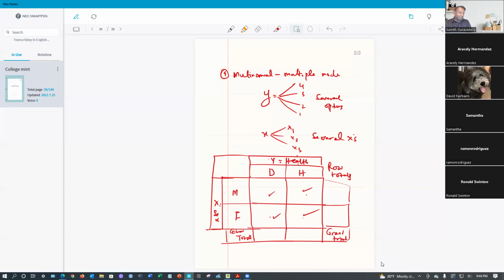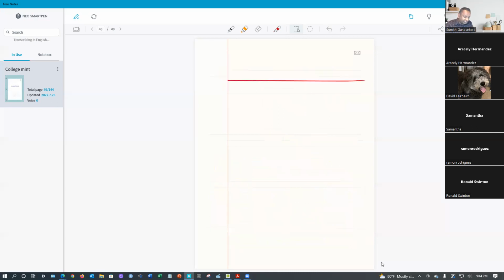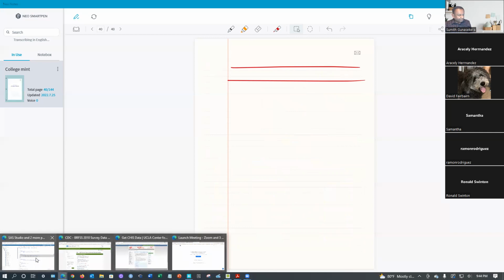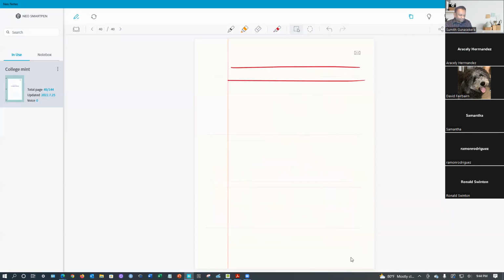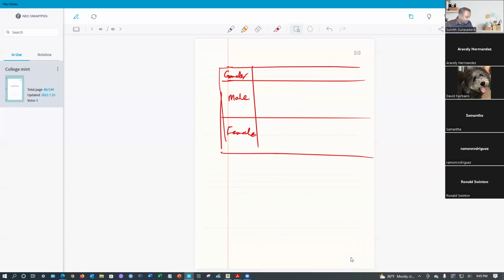But if you have another variable being added to this one, how are you going to do that? Here we have added another variable, two x variables. We added exercise, yes or no, gender and exercise. First one, you can say gender, and say male, female, then you get the exercise.